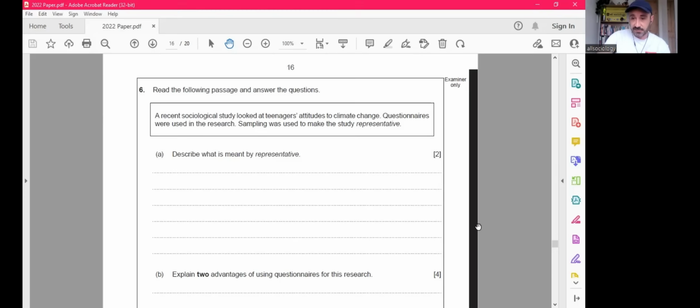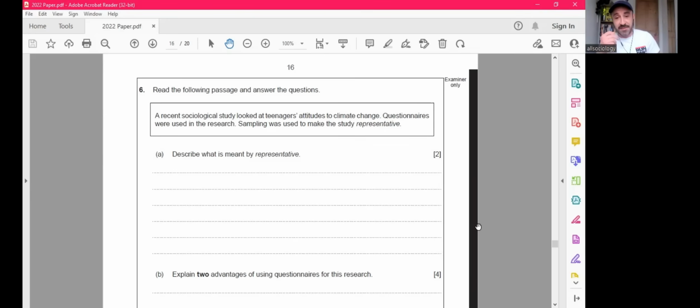2-marker, you've got to give a basic definition and then a little extension of it. So what's meant by representative? It's basically about getting a good mix of people in your sample, in the people that's going to take part in the study. That's a basic definition. Then you need to develop it. So give an example of a sampling method: random, stratified, systematic. There is one more, I can't think what it is. Quota sampling, I think. Yeah, quota sampling.